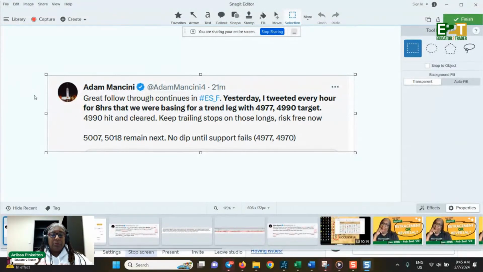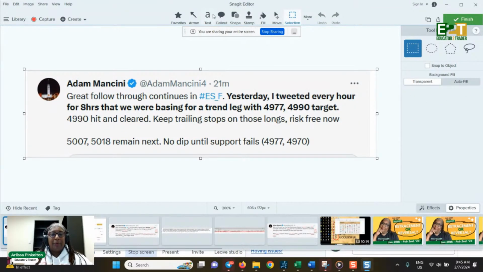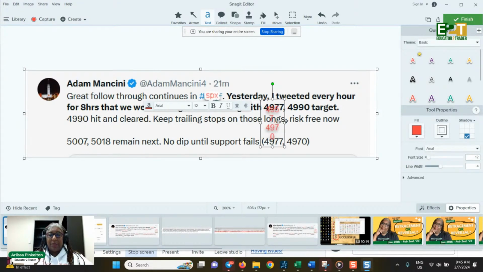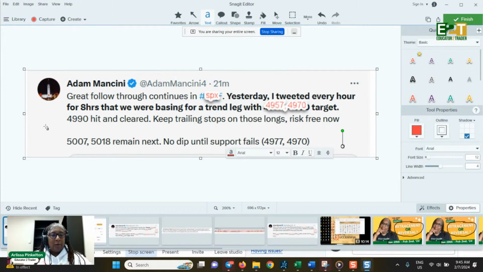I'm sharing now so we can try to get some numbers here. Let's see what we can do about some Adam's numbers, seeing that we're 15 minutes past the start. Yesterday I tweeted every hour for 8 hours we're basing for a trend leg with 49.57 and 49.70 target. There we go, put that right in there. 49.90 hit and cleared. So 49.70.